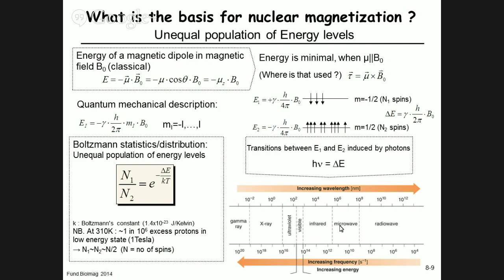So where are we in the electromagnetic spectrum? NMR is here on this side of the spectrum, in the microwave range. It's around 10 to the 8 hertz in frequency. We have gamma ray and X-ray over here. This is the visible light. We're far in the non-visible light. This also means that we're not dealing with ionizing radiation for magnetic resonance.